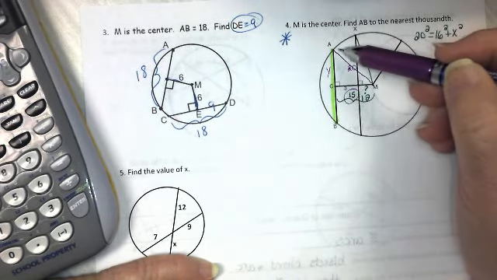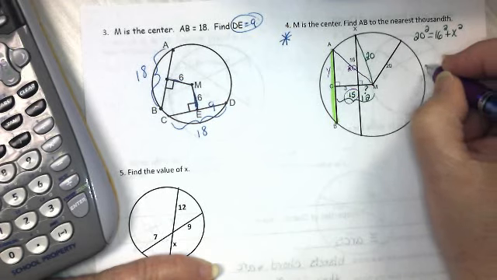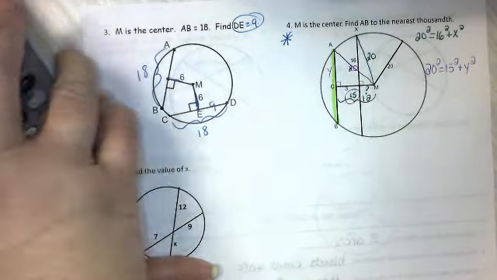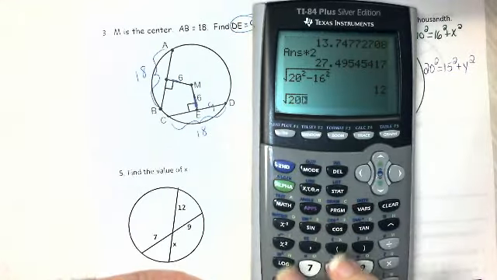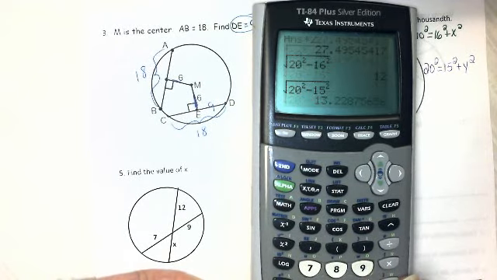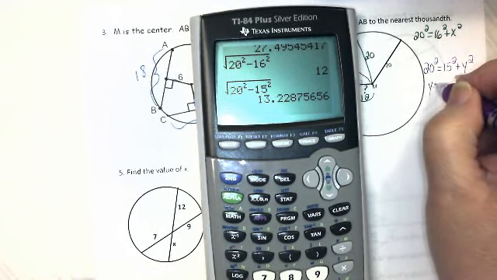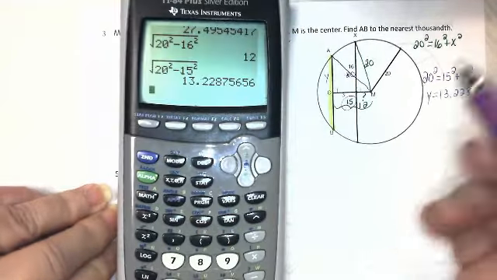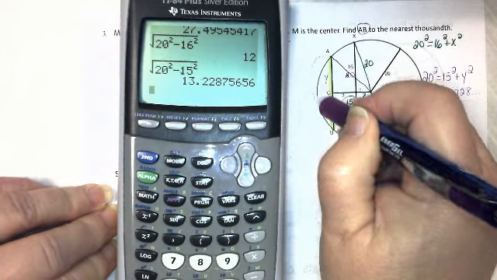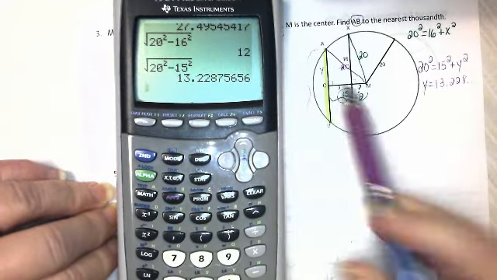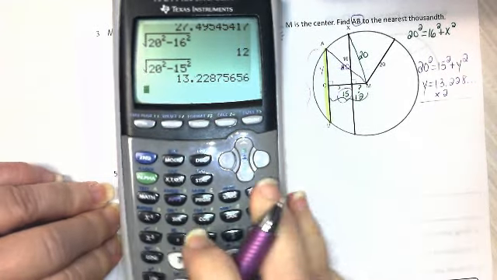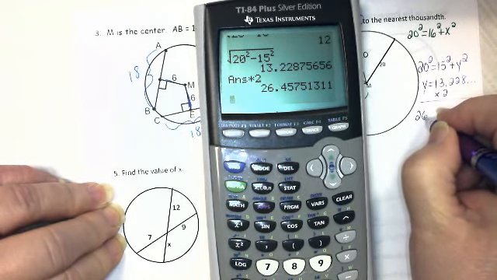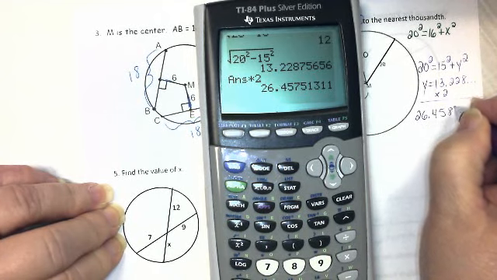And now I can find the distance from A to C by doing the Pythagorean theorem again. So 20 squared equals 15 squared plus y squared. We'll plug that into our calculator. And we get this amazing 13.228 number. Now remember, don't round it off yet because we're not done. The question said to find AB. We just found AC. So all I need to do is double it, and then I'm going to round off my final answer. So AB is going to be 26.458.